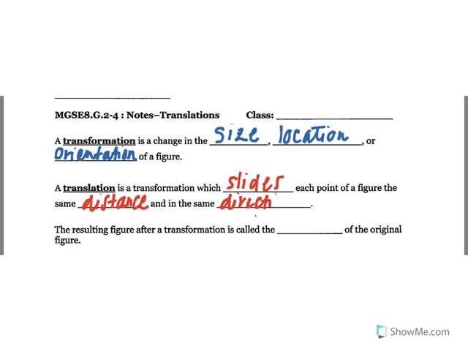So that means all points that are plotted for each coordinate will be slid the same distance and in the same direction. The resulting figure after a transformation is called the image of the original figure.